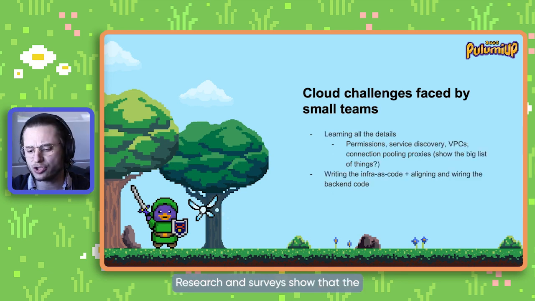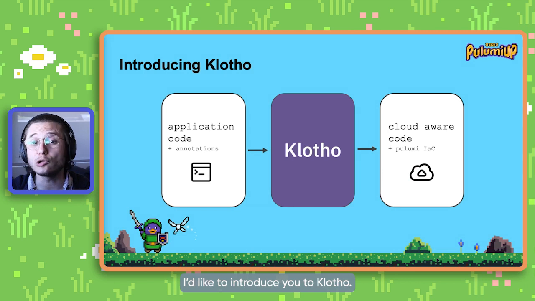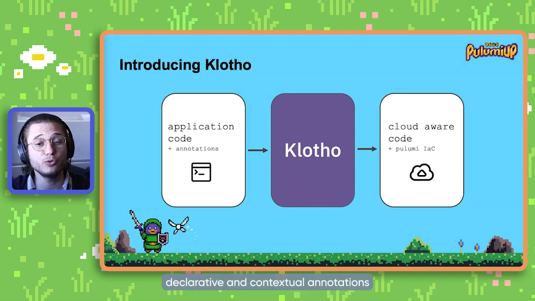Research and surveys show that the biggest unexpected factor in the slowdown of teams is underestimating the complexity that microservices introduces to developers and cloud engineers. I'd like to introduce you to Klotho. Klotho is a new open source tool that can transform plain applications into cloud-native ones, using a few declarative and contextual annotations that give your code cloud powers.